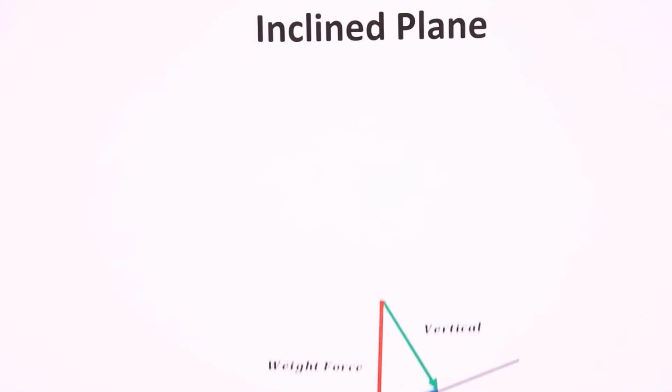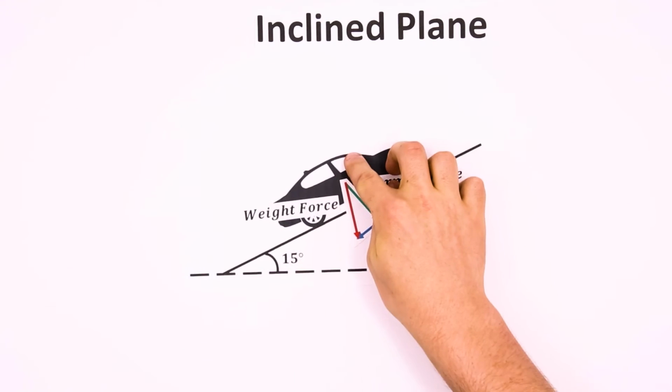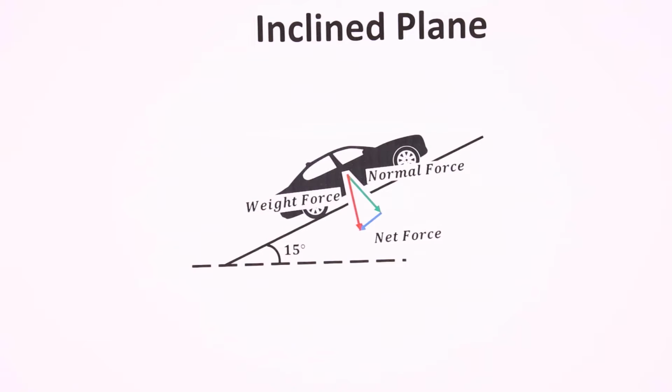We will now look at an example of a car resting on an inclined plane, but for the moment, let's assume that friction is negligible. Let's say our car weighs 2,000 kilograms and it's resting on a slope of 15 degrees. First, we'll draw a free body diagram of the situation.